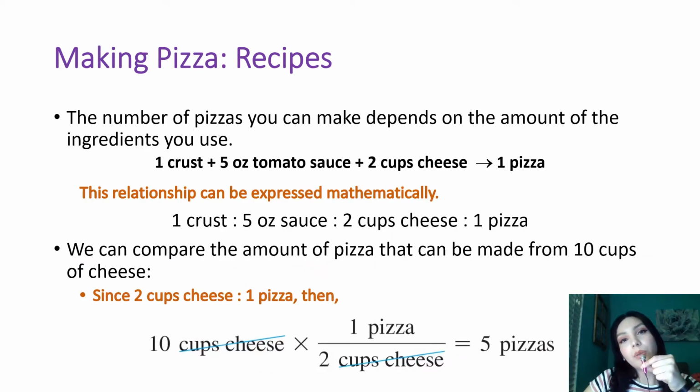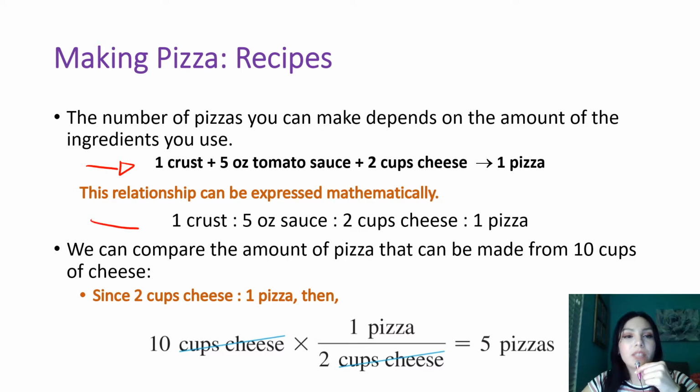So just to give you another example, something more applicable that you see very often in your daily life, is a recipe. Honestly, any recipe that tells you the ratio of what to add in order to get your final dish is essentially the equivalent of a chemical equation, right? So here we have a pizza recipe. 1 crust plus 5 ounce tomato sauce plus 2 cups cheese gives us 1 pizza.